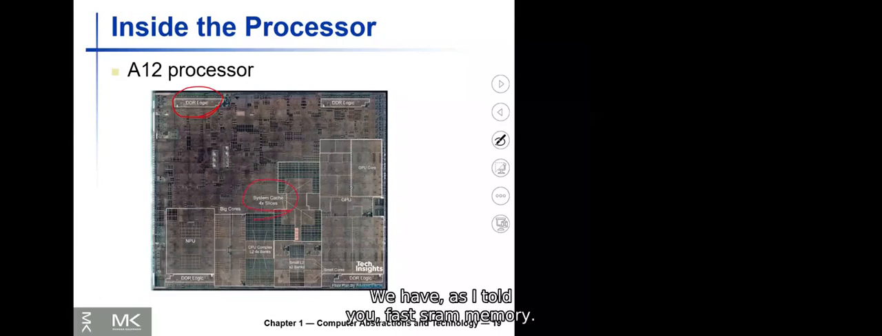We have, as I told you, fast SRAM memory. We have the GPU, graphics processing unit. We have the core, the big core. The core of the CPU, which consists of datapath and control path. Here we have the NPU, neural processing unit. So this is the design of the A12, which you could see here.